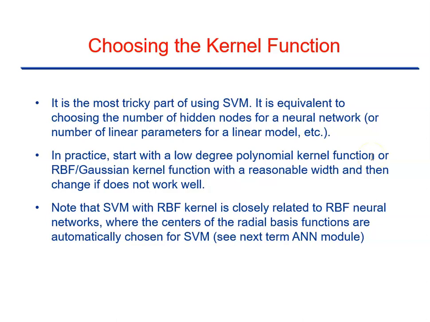And then we increase the degree of the polynomial if that doesn't work. Or we can start with a Gaussian kernel function with a reasonable width, and then change that width if it does not work well. Next term, you will learn about radial basis function neural networks, and you will know that SVM with radial basis function kernels are closely related to RBF neural networks.